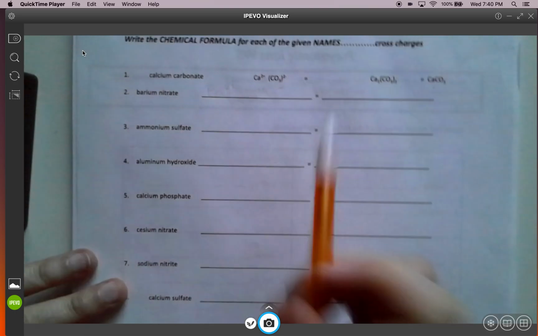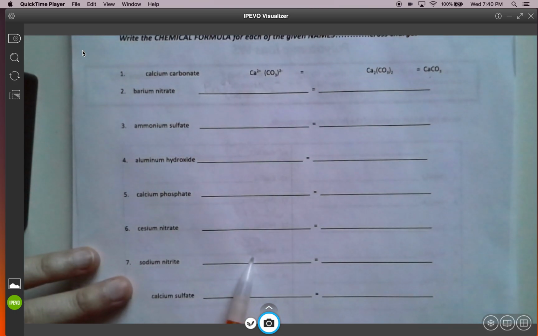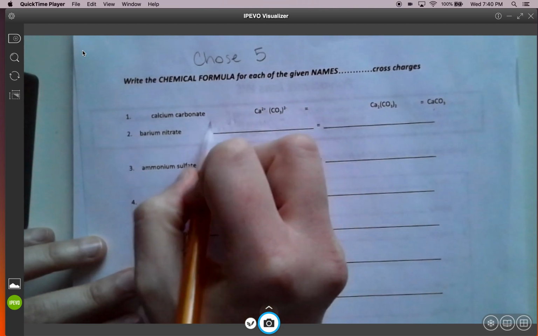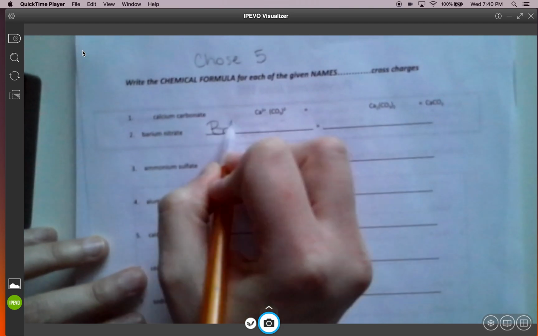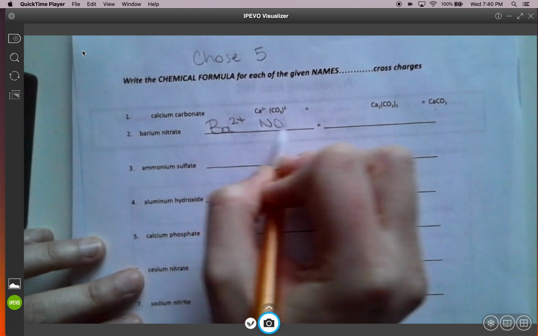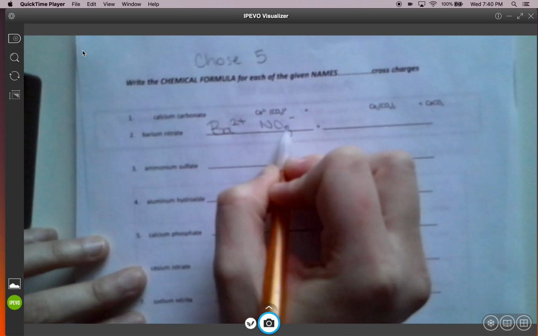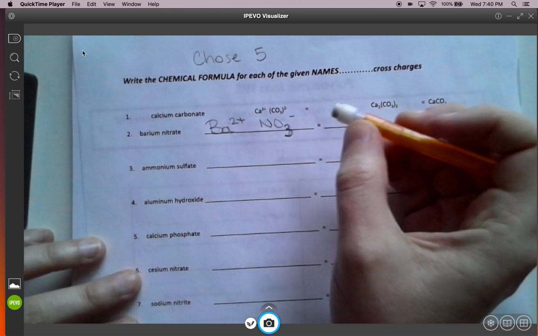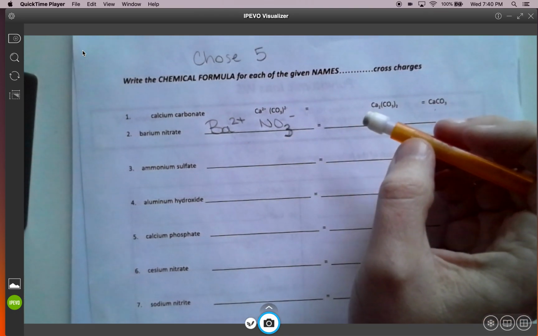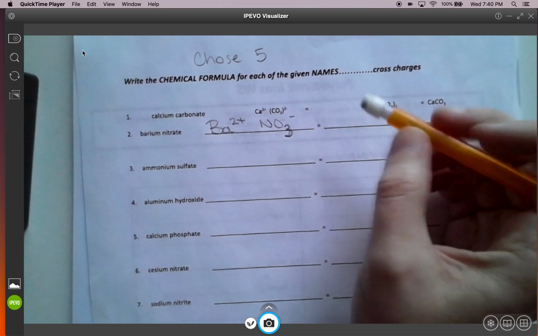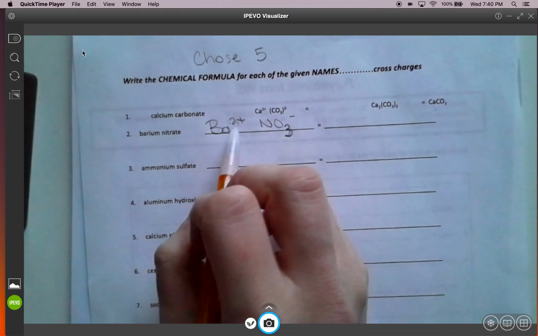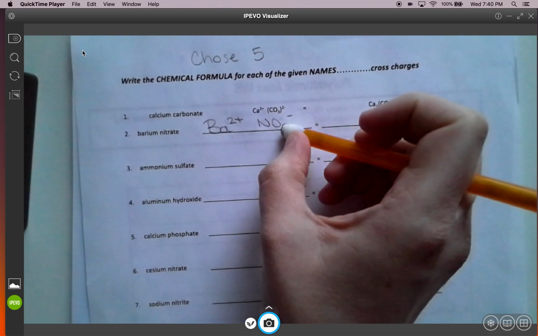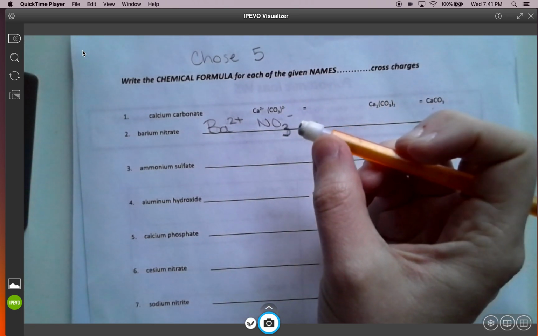To write your charges, in this column you're writing the ions with their charges, just to show you one that we already did. We did barium nitrate. So in this column, you're writing the ions with their charges. If you're trying to do this in a word processor, use control comma and control period to get yourself superscripts like charges and subscripts like subscripts.